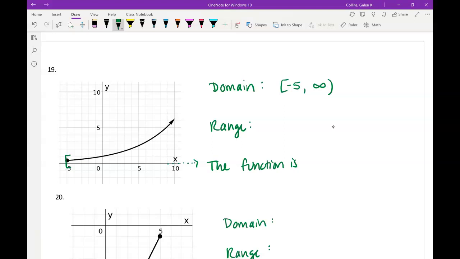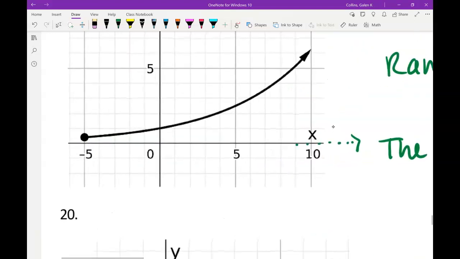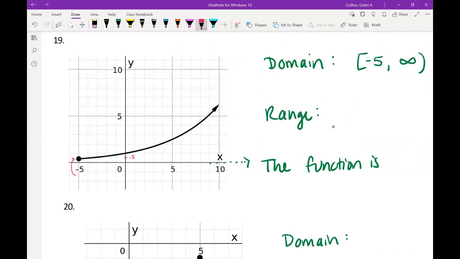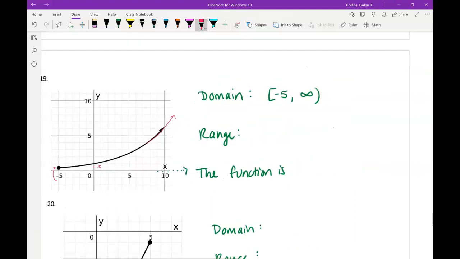The range, we're going to maybe just take a guess a little bit on this range. I think that lowest value looks like it's 1/2. I don't know. I don't think we have enough information here to know for sure. So I'm going to estimate that y value as being at 1/2 or 0.5. And then I can tell that as this function continues to the right, my range keeps going up, up, up. My y values go up, up, up forever. So my range, I'm going to say, is from 1/2 to infinity.